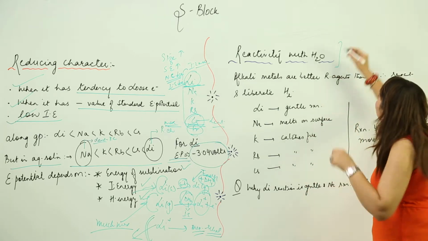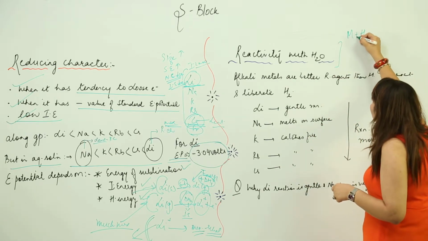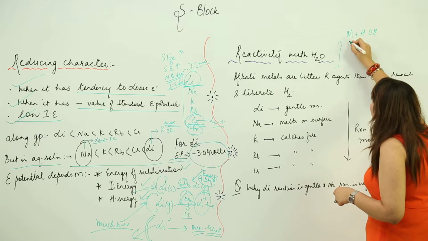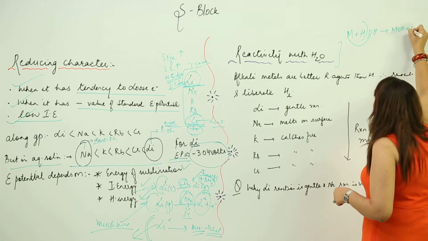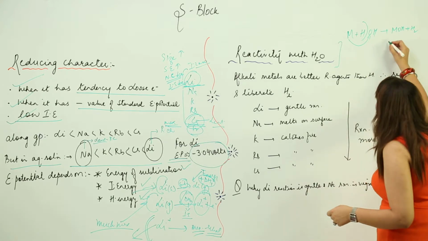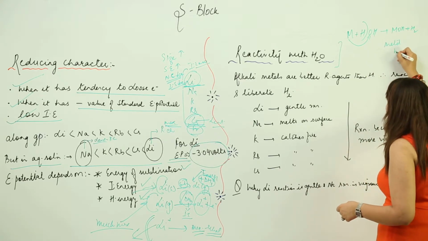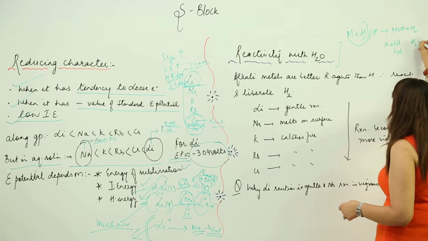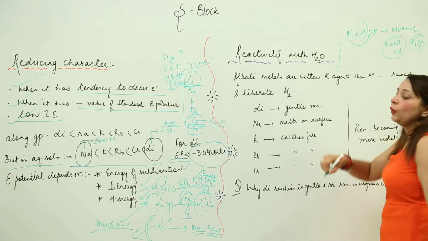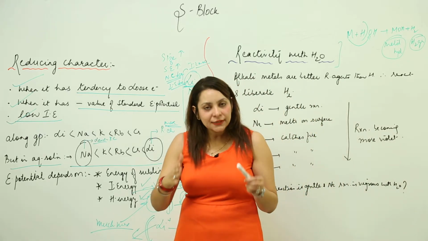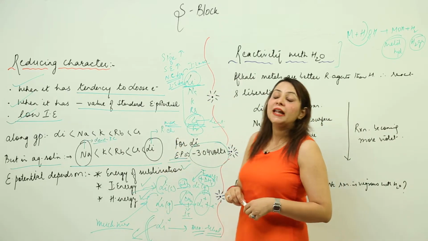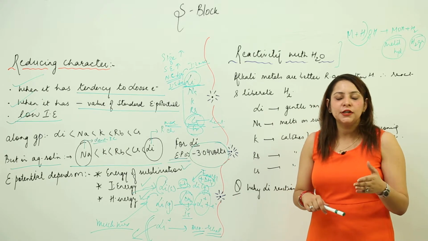So we know that if any metal wants to react with water, it has to reduce hydrogen. As a result, we get metal hydroxide and hydrogen gas. Now the question is: do alkali metals react with water or not? Yes, they do, because they are very reactive and they are powerful reducing agents as compared to hydrogen.